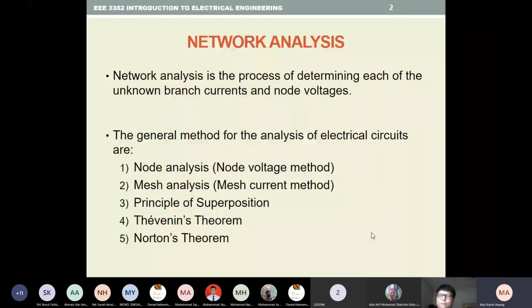So in the test or in the exams, sometimes we specify which method you need to use. If you use a wrong method, you get 0. If we specify that you use node analysis, but you use mesh analysis, you get 0. So you need to be able to solve the problem using all these 5 methods, because we can specify which method we want. Right?